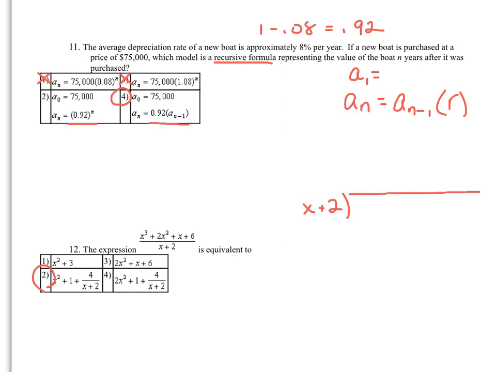And we get x cubed plus 2x squared plus x plus 6. All right, so here we go. So x times x squared would give me x cubed, right? And then don't forget that you need to multiply your 2 by your x squared as well. Okay? So that's going to give us 2x squared.